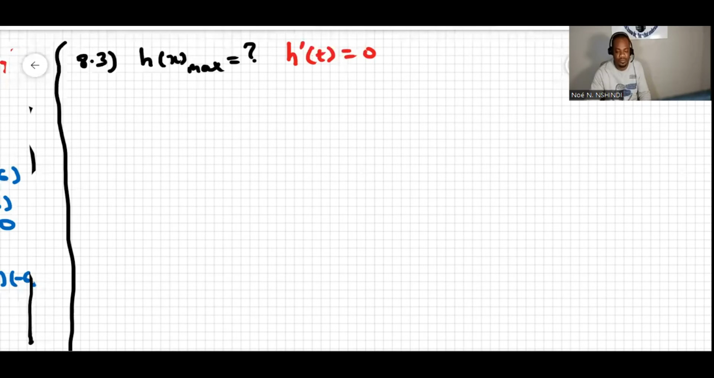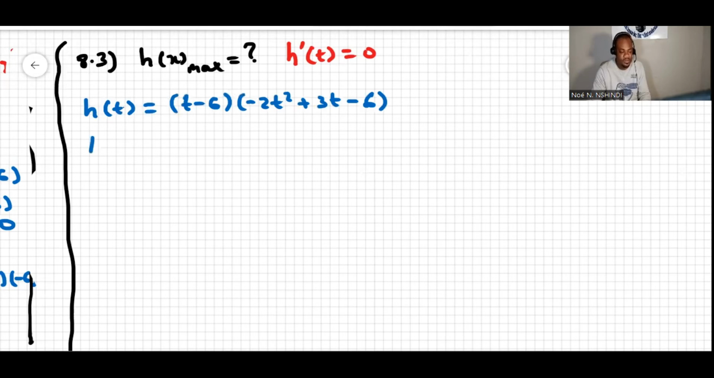So h of t was given by t minus 6 times negative 2t squared plus 3t minus 6. Now let's first expand h of t. So this will be t times each term, and then negative 6 times each term also.